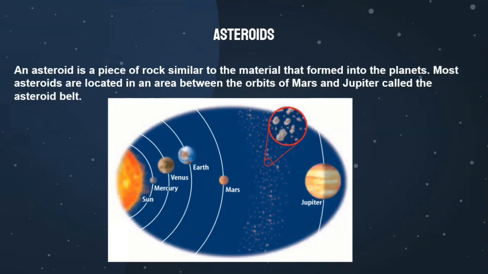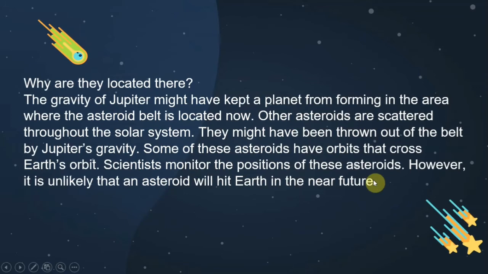Asteroids. An asteroid is a piece of rock similar to the material that formed into the planets. Most asteroids are located in an area between the orbits of Mars and Jupiter called the asteroid belt, as you can see in this illustration. Why are they located there? The gravity of Jupiter might have kept a planet from forming in the area where the asteroid belt is located now. Other asteroids are scattered throughout the solar system. They might have been thrown out of the belt by Jupiter's gravity.